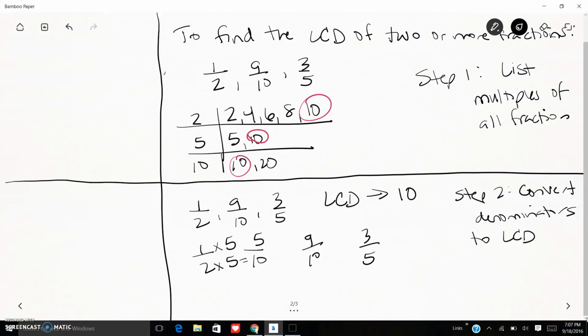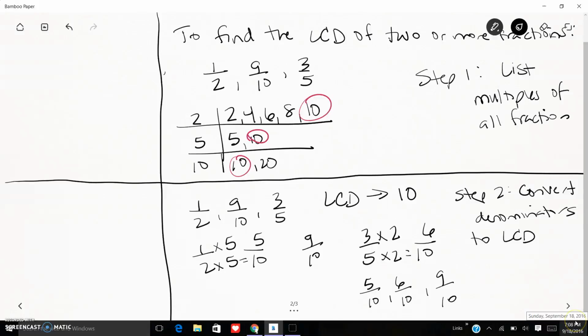And then 3/5 to 10. So 5 times what equals 10? Good. And what I do to the bottom, I do to the top. 3 times 2 is 6. So I have 5/10, 9/10, and 6/10. And then I can just put them in order, right? 5/10 is smallest, 6/10 is next, 9/10 is the biggest. Okay, so that's how you order fractions. You just change the denominator using the least common denominator till they all have the same denominator, and then you can put them in order.